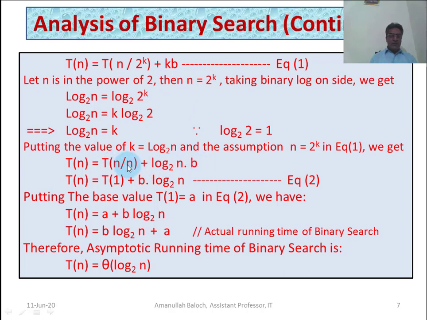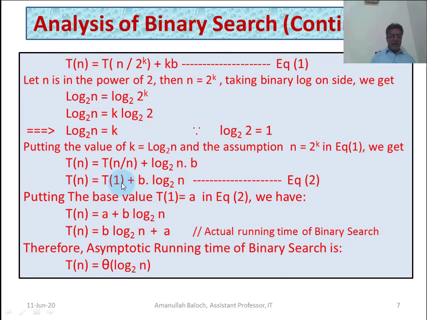Now n divided by n will cancel each other and it will become T of 1 plus b. I bring it back. 2 into 3 is equal to 6 and 3 into 2 is also equal to 6, so they can interchange their places. B becomes first and the log value comes later. We can write log n base 2 into b or b into log n base 2. This is our second equation.